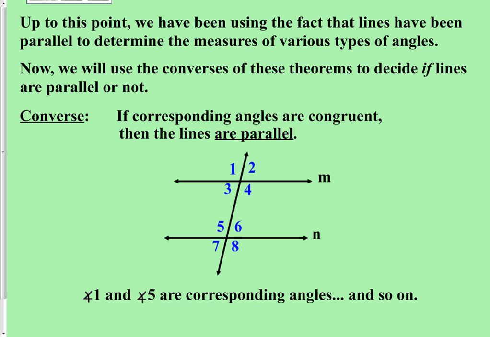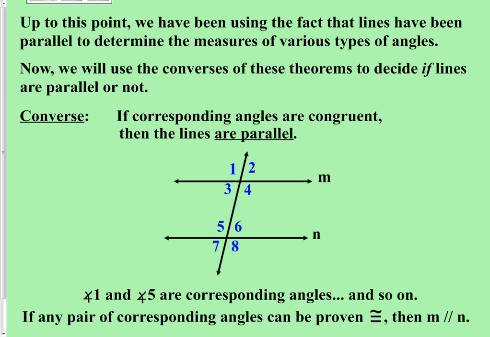Now obviously angle 1 and angle 5 are corresponding angles. Angle 2 and angle 6 are corresponding. 3 and 7, 4 and 8, we know all this information already. The converse of this theorem is basically stating if any pair of corresponding angles in your diagram can be proven to be congruent, then line M is parallel to line N. I apologize, I should have little line bars over the top of that M and N right there. Okay, so shame on me, but line M is parallel to line N if we can find any pair of corresponding angles that can be proven to be congruent.